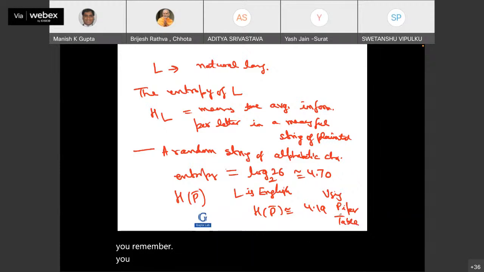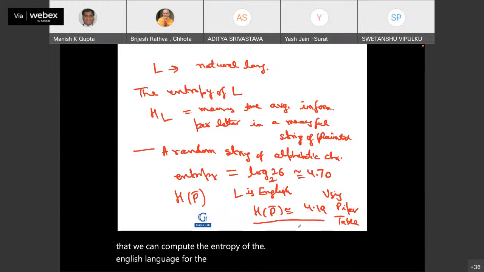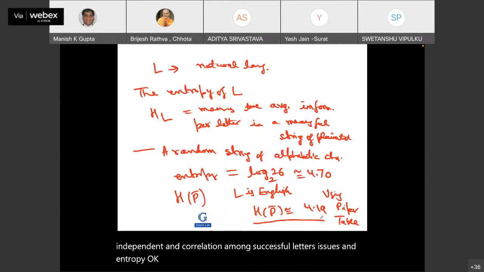You know, there is a probability distribution of English letters, right? So using that, we can compute the entropy of the English language for the plain text, which is something around 4.19. Now, successive letters in a language are not independent, and the correlation among successive letters reduces the entropy. Okay, because in the English language, successive letters have some correlation.